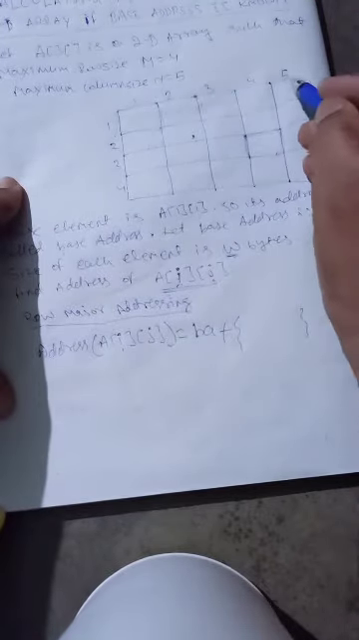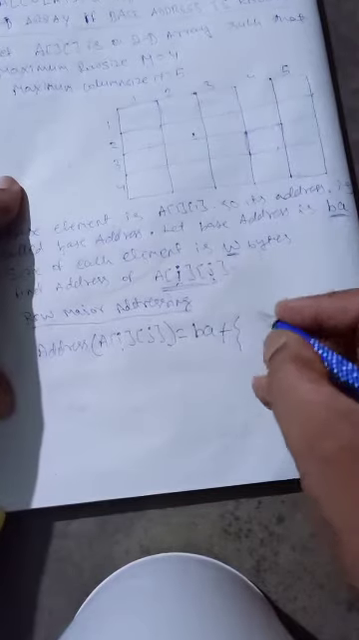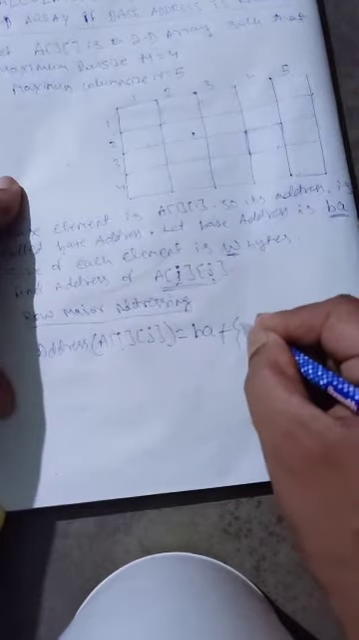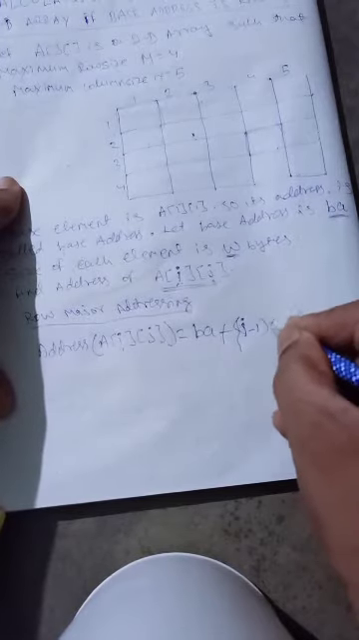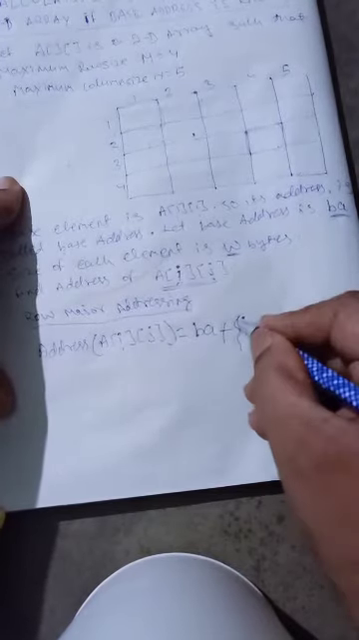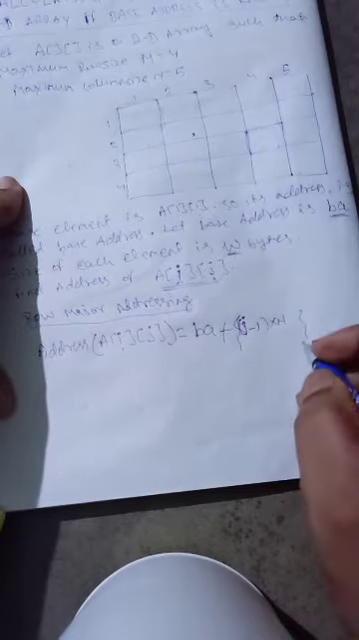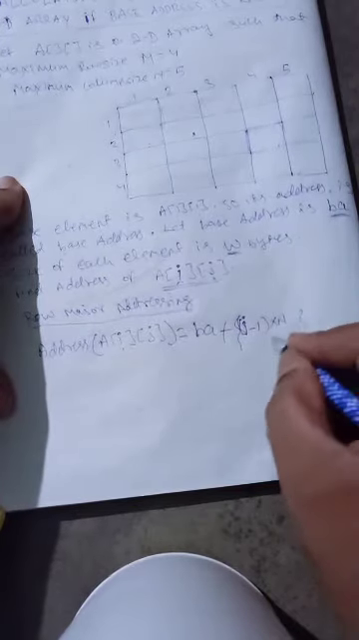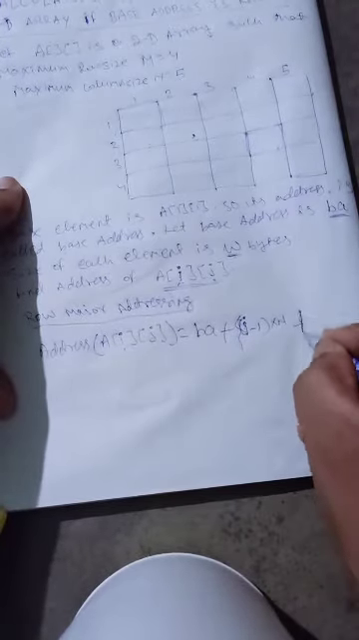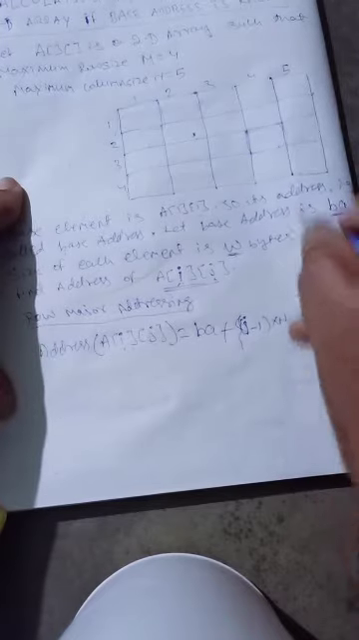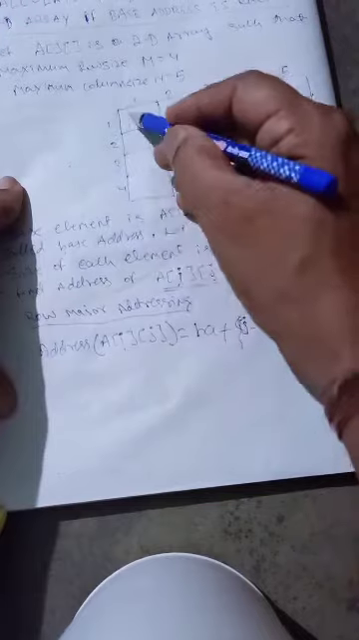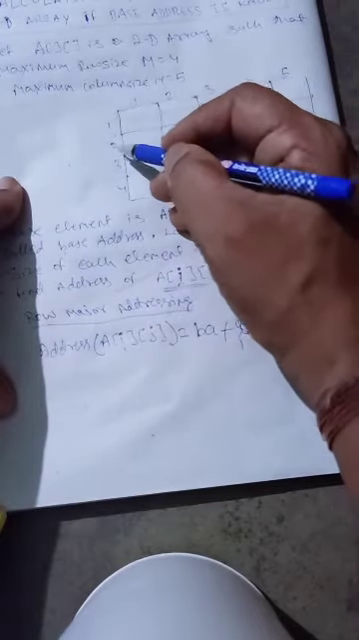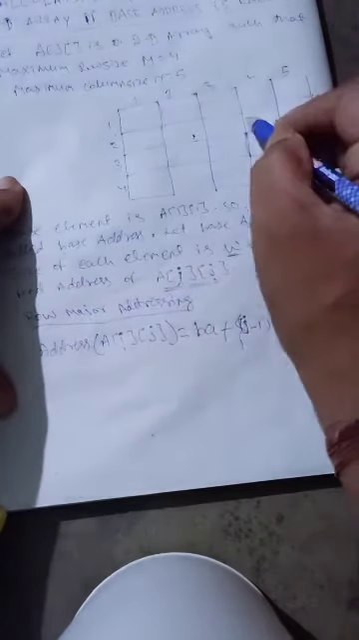So how do we know 5? Because it is the column size. So I can write (I minus 1) into n. Why am I saying I minus 1? Because I am in the third row and already 2 rows are completed. So 3 minus 1 is 2. 2 into 5 means a total of 10 cells.